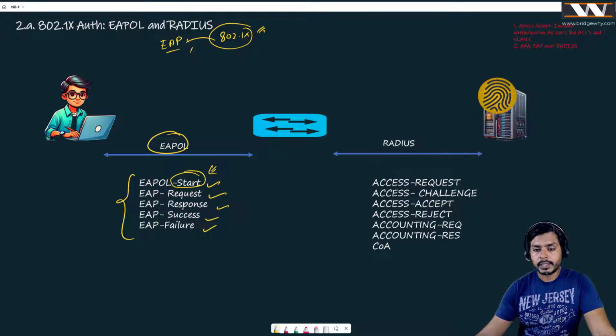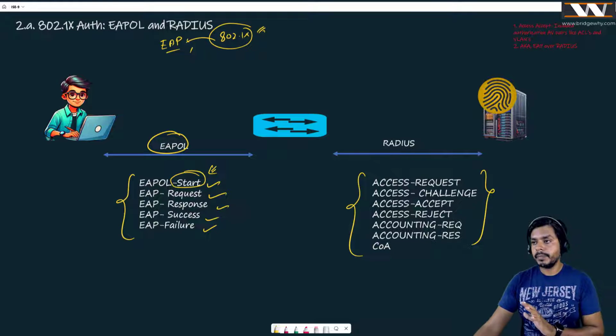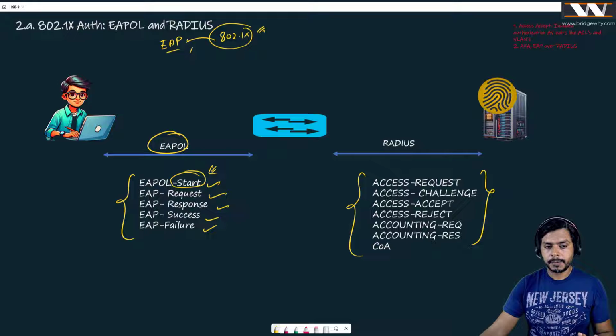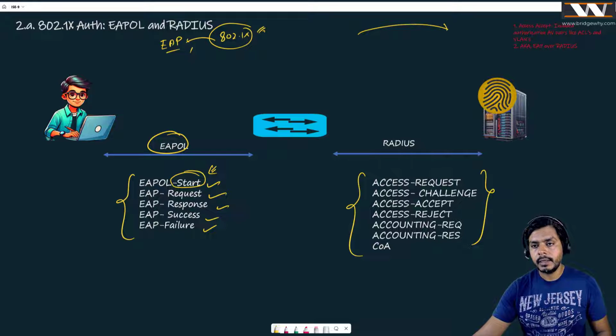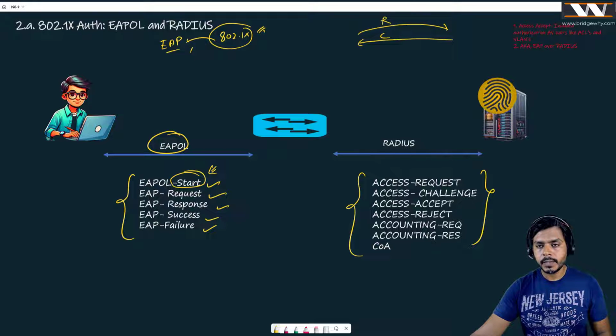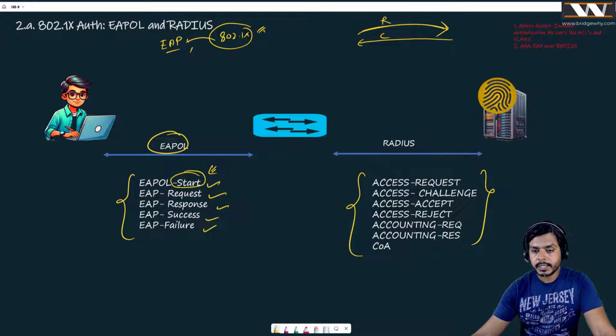And then if I talk about RADIUS, RADIUS also has similar messages. Here, believe me, we do not have acknowledgements. If I am sending a request, I am getting a challenge. In the case of RADIUS, it proves that my request message has reached ISE. As simple as that.